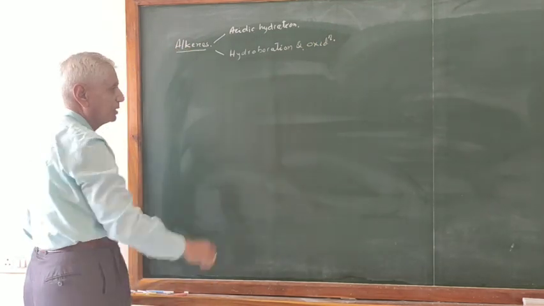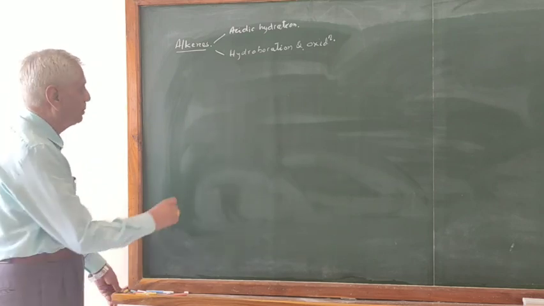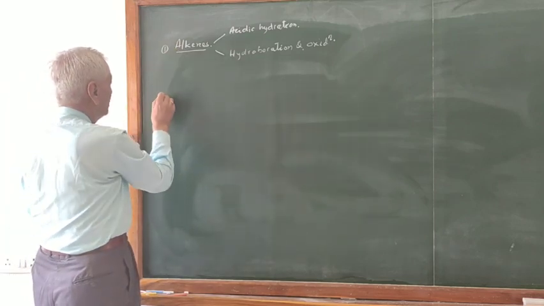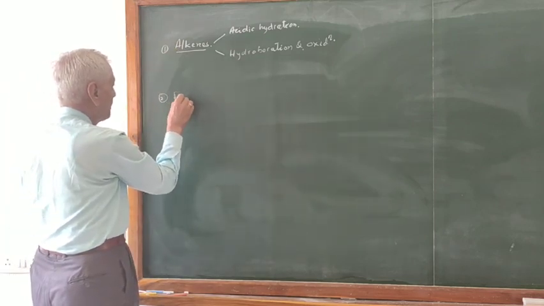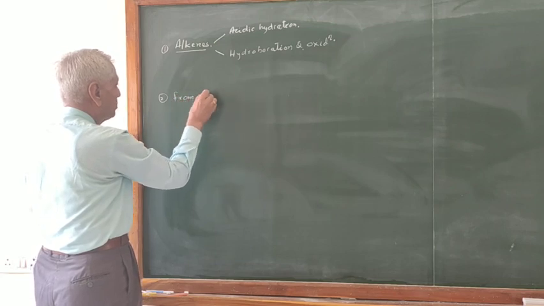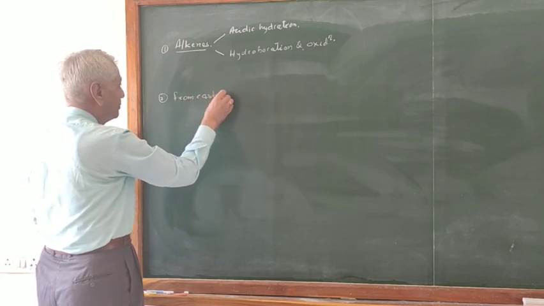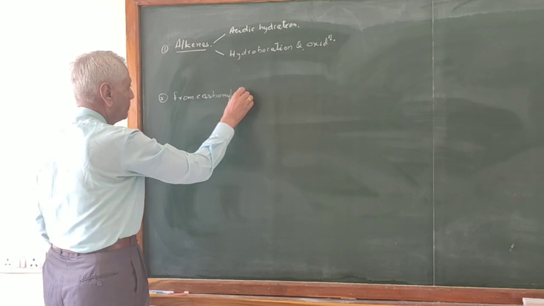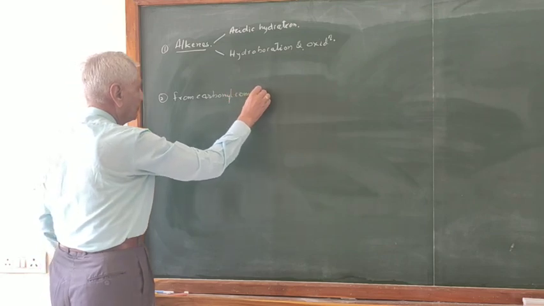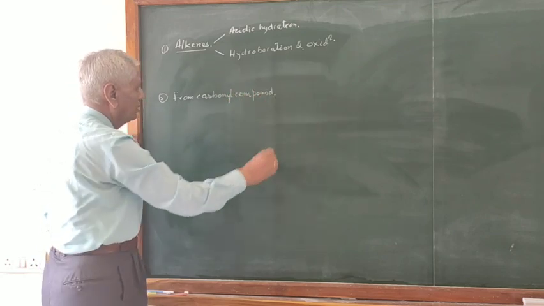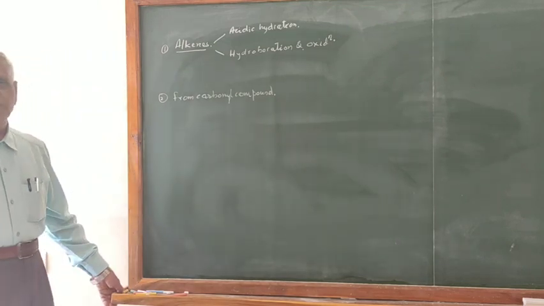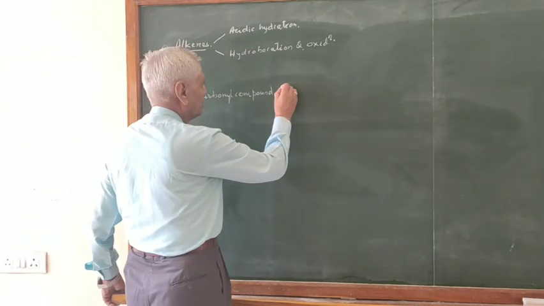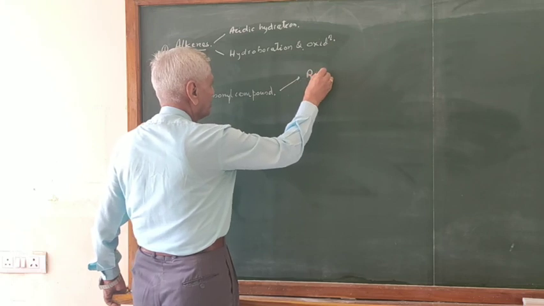You know, alkene and alkene. You know, the other part from carbonyl compounds. Starting from carbonyl compounds, here is the reduction.